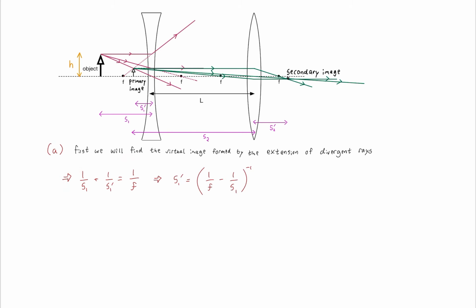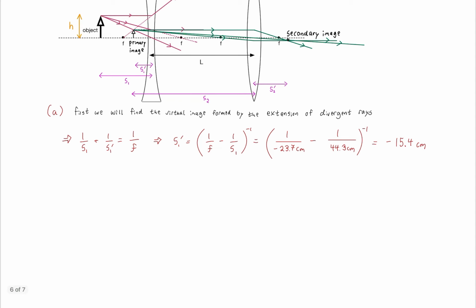Here is our image formula. Let's go ahead and solve for S1 prime. Make sure to plug in our focal length as negative because it's for the diverging lens. Plug in the appropriate object distance, and we get negative 15.4. Just as we expect, it's within the focal length, and it's closer and shrunk down, which is always the case when you have an object outside the focal length of a diverging lens.